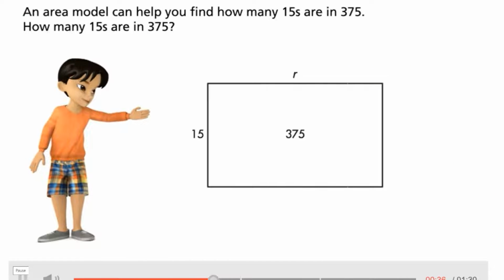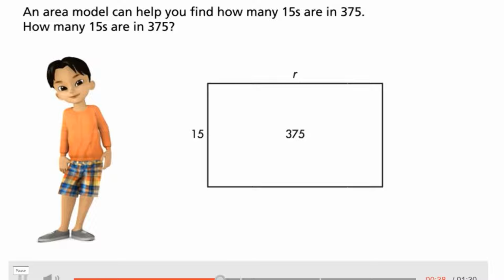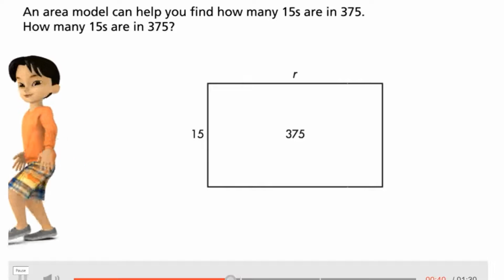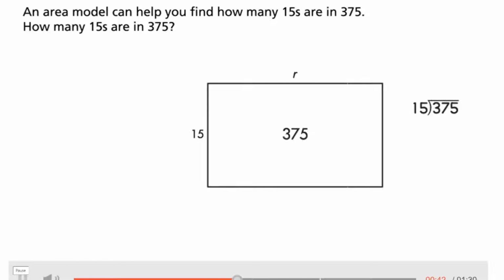An area model can help you find how many 15s are in 375. How many 15s are in 375? Okay, so here we can use our long division to help us solve. Now we know there's no groups of 15 in 3, so we're going to use the two digits together. We're going to look at 37. Now I know 15 times 2 is 30, and 15 times 3 is 45. So I can't do 3, but I can do 2.